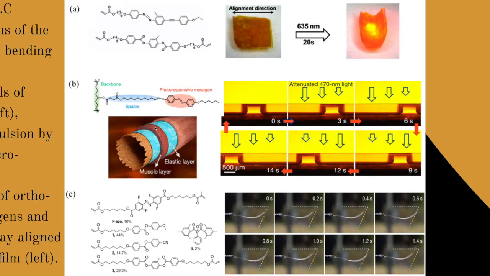And this is this one. For the artery posterior wall, this is the elastic layer, this is the muscle layer, and this is the mesogen. So you have the backbone, you have some spacer here, and then the photoresponsive mesogen. The photoresponsive mesogen will move depending on the light. Okay.